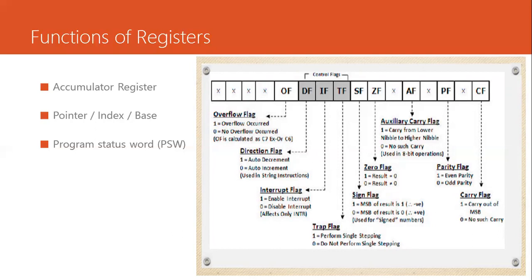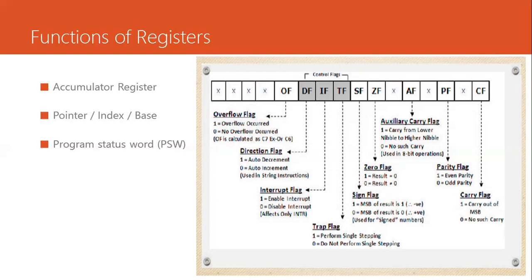Then we have the third bit, the parity bit, which is mostly used in error control in communication. The parity is the count of the number of ones in a word. For example, if we are sending a word in which the number of ones is even, it means the parity flag is 1. If the word is received with an odd parity, an odd number of ones, then we can be sure that some error has occurred. Then we have the AF, auxiliary carry flag. This is the status of the carry from lower nibble to higher nibble. This bit is used in 8-bit operations.